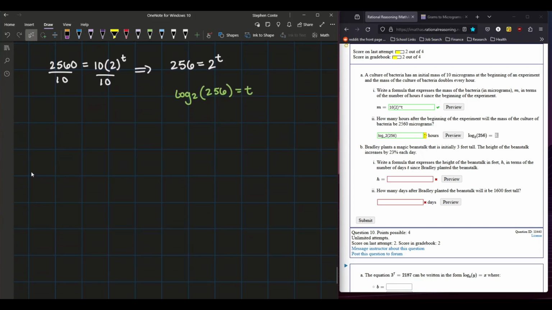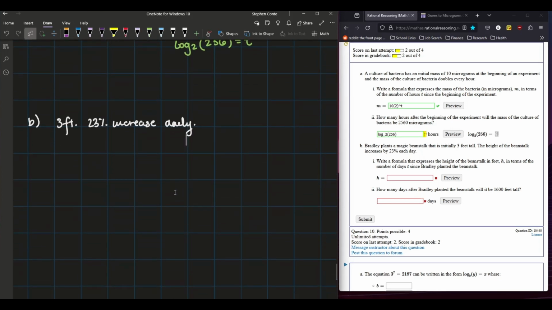Alright, B. Bradley plants a magic beanstalk that's initially 3 feet tall, and that grows 23% daily. We want to express a function of the height in terms of the number of days since it's been planted. So we start with 3 feet and we're increasing by 23% daily, right? So we can write our growth factor as 1.23.